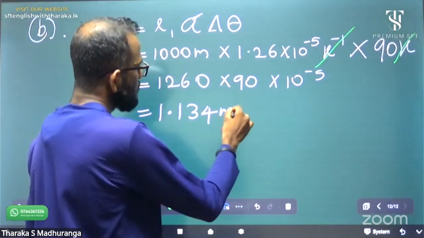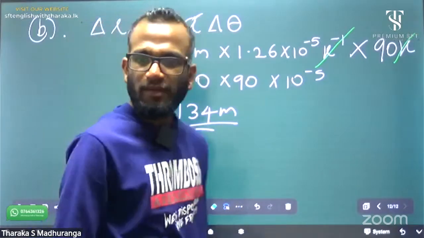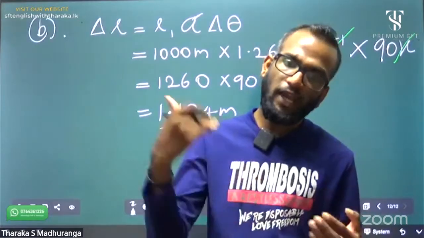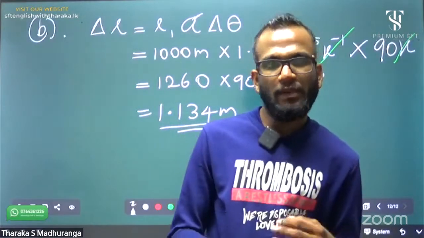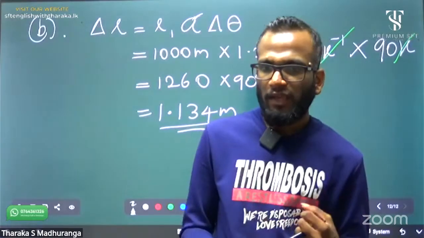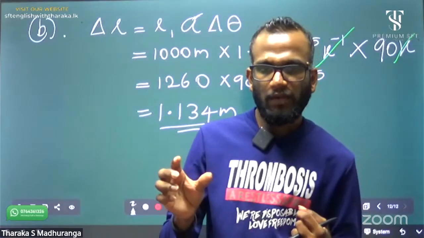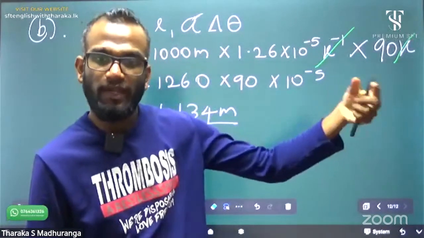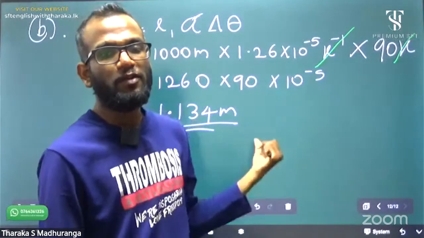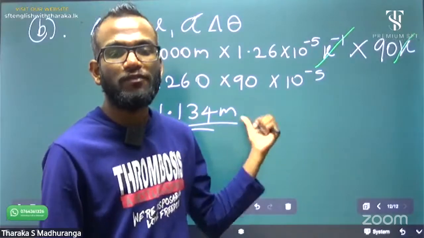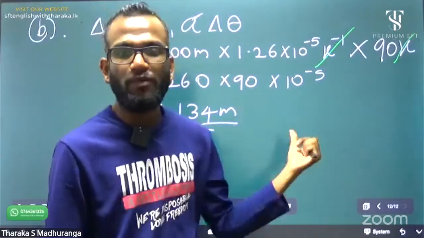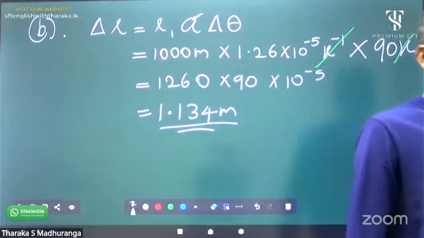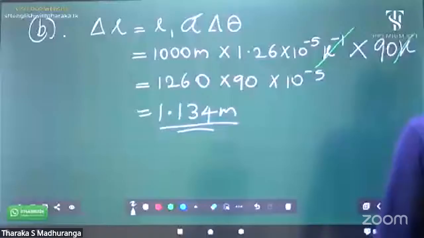1.134 meters. But it is not a practical answer, no? Because normal temperature does not become 90; normal temperature is around 35. Then we only need a small gap. But if it increases up to 90 Celsius, we have to maintain 1.134 meter per 1 kilometer. Okay, note down.